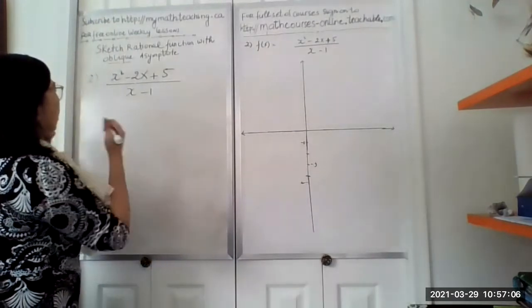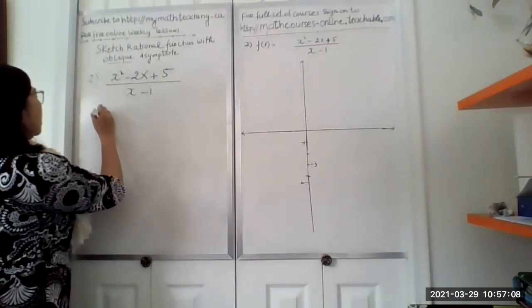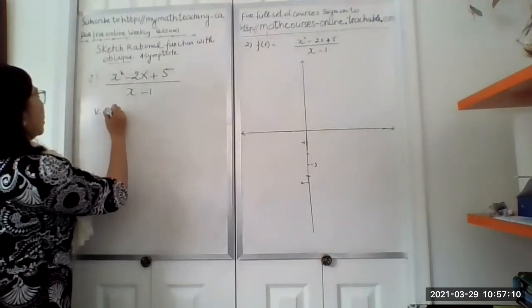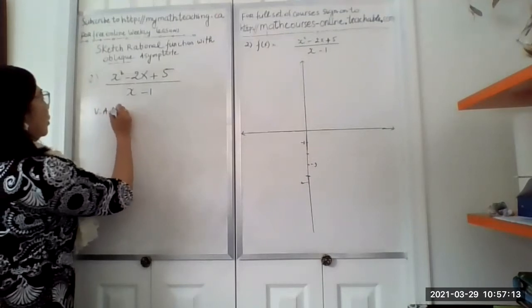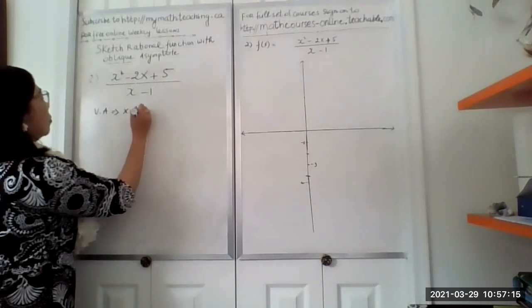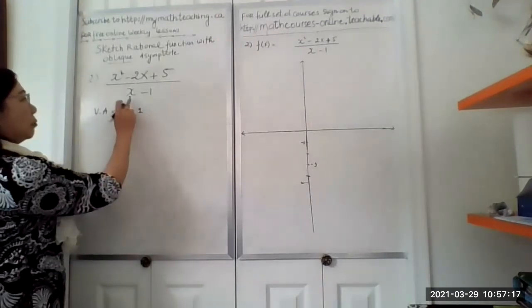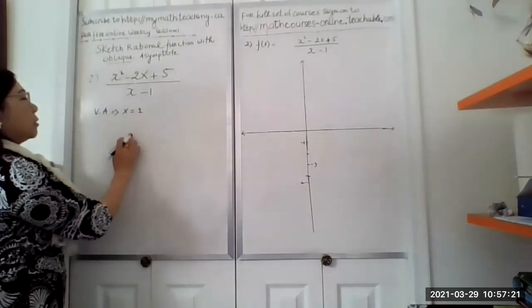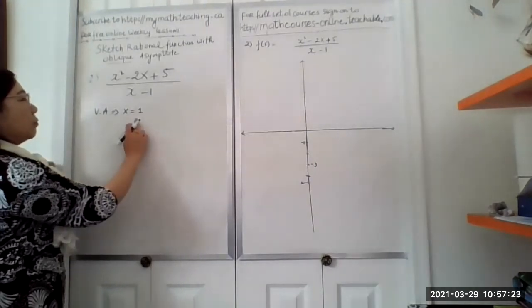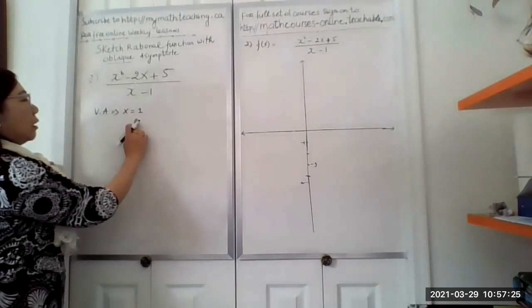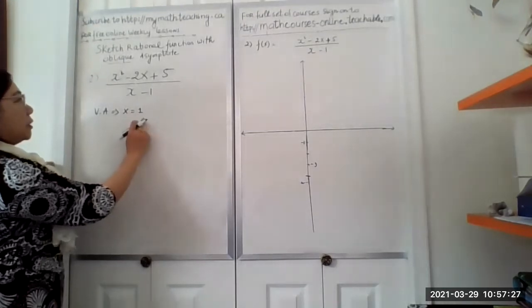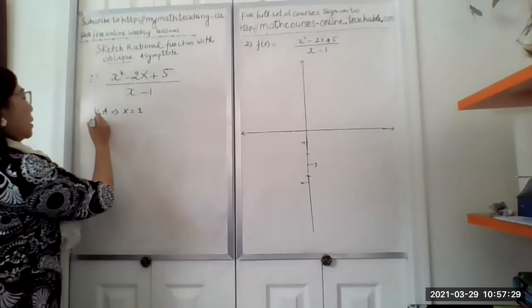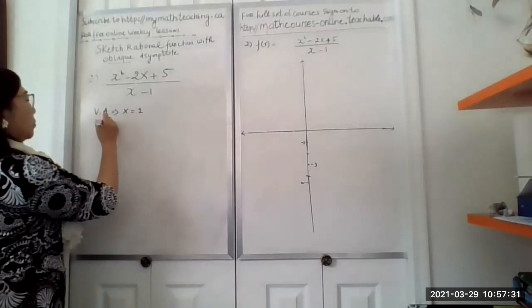So let's talk about the vertical asymptote. We have vertical asymptote equal x equal 1, positive 1, because if you put positive 1 in here, then this will disappear. So our vertical asymptote will be x equal 1.